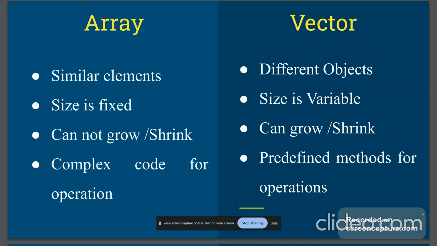So this difference is very clear. Array is having similar element whereas vector can have different data type objects. Array size is fixed, whereas vector size is variable. Array cannot grow or shrink, but vector can grow and shrink. In array, there are no ready-made methods for inserting, deleting, or searching element. But in vector, we have predefined methods for different kind of operations.